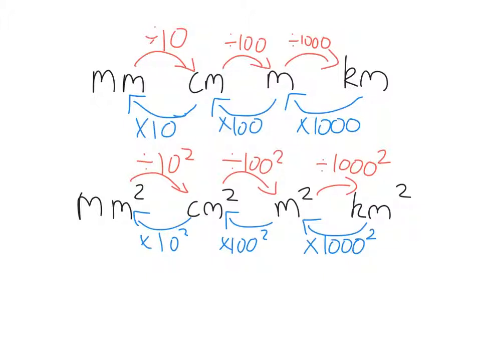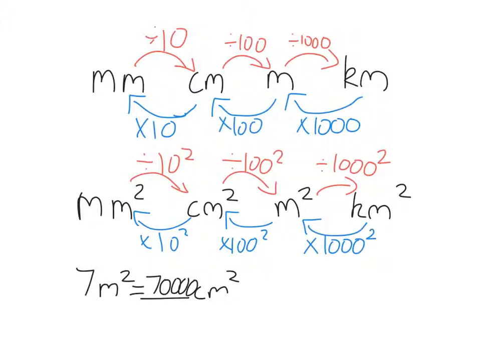Let's say I was asked to convert 7 meters squared into centimeters squared. How many centimeters squared in 7 meters squared? What I have to do is take 7 and follow the arrow from meters squared to centimeters squared. I have to times by 100 squared. 100 squared is actually 10,000, so I'd end up with 70,000 centimeters squared. There are 70,000 centimeters squared in 7 meters squared.